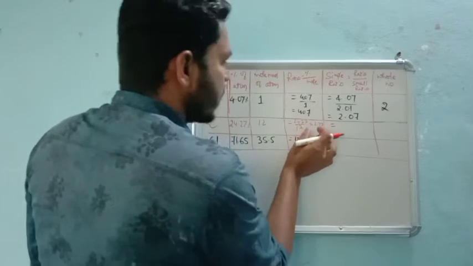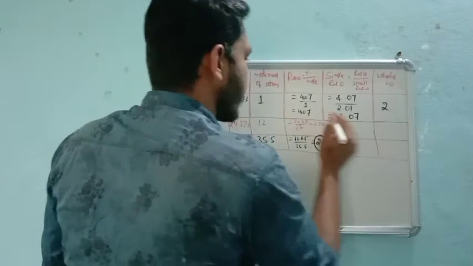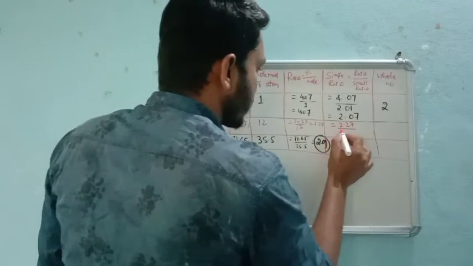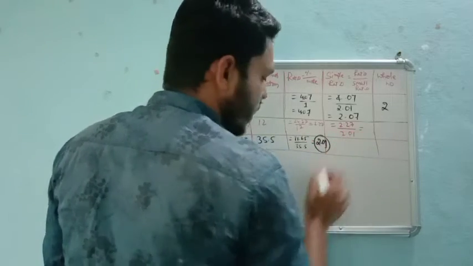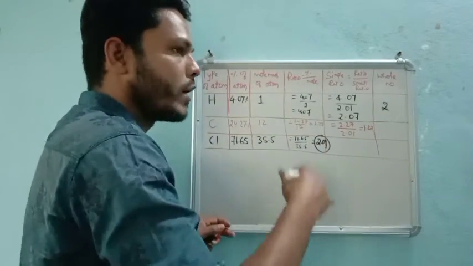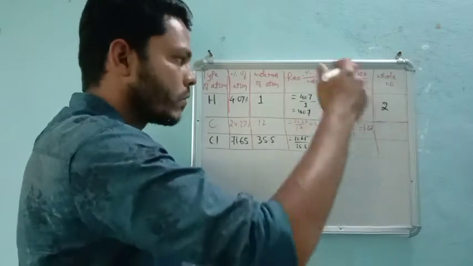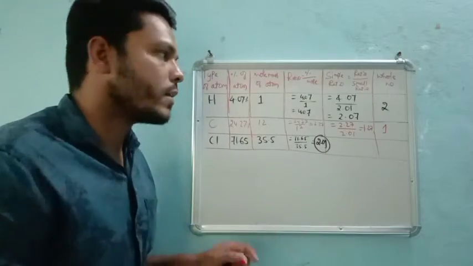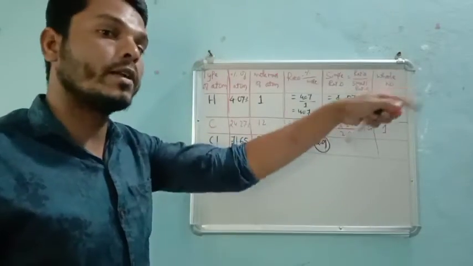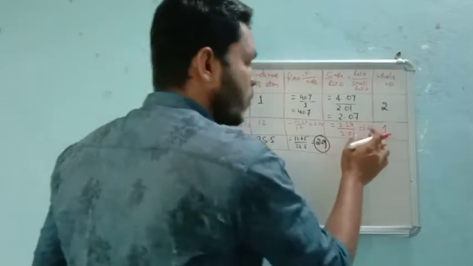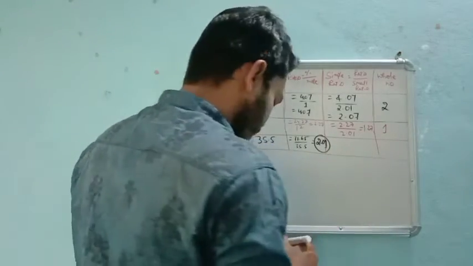See here, the ratio of carbon is 2.27 divided by the small ratio 2.01. That means nearly it will come as 1.27. 1.234 like this we can take as 1 itself. If it exceeds 5, then definitely we can move one to the whole number, that is 2. But it is lesser than 5, so it is 1.2 only. So we can say 1 only.